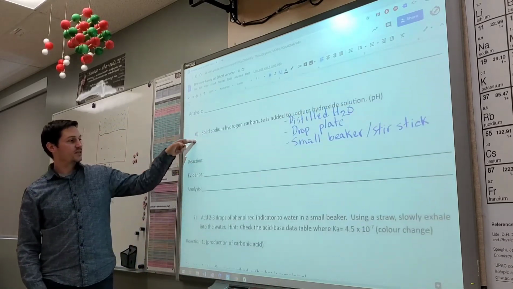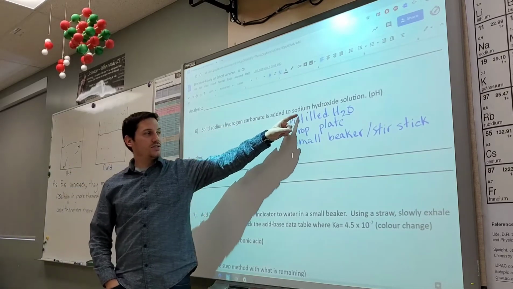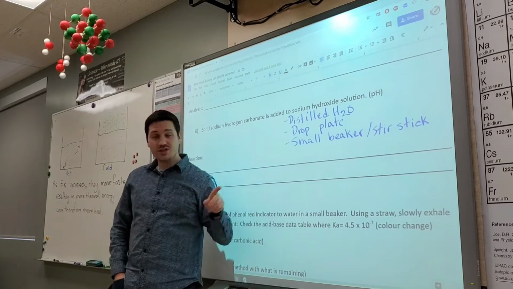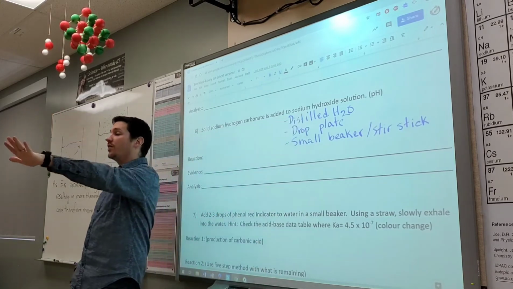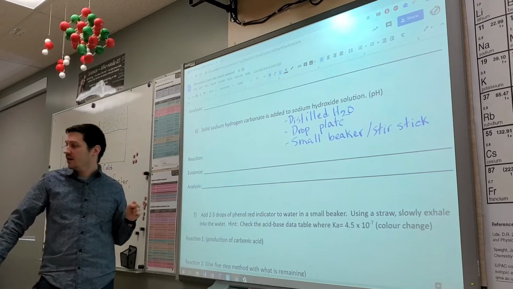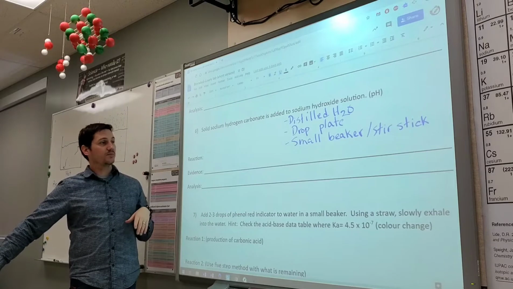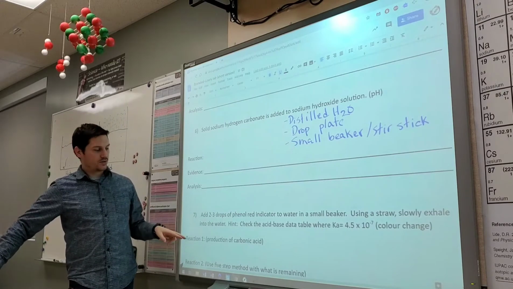Station 6. Add solid sodium hydrogen carbonate to sodium hydroxide solution. There are very specific instructions on the card for station 6 out there, so follow those instructions.